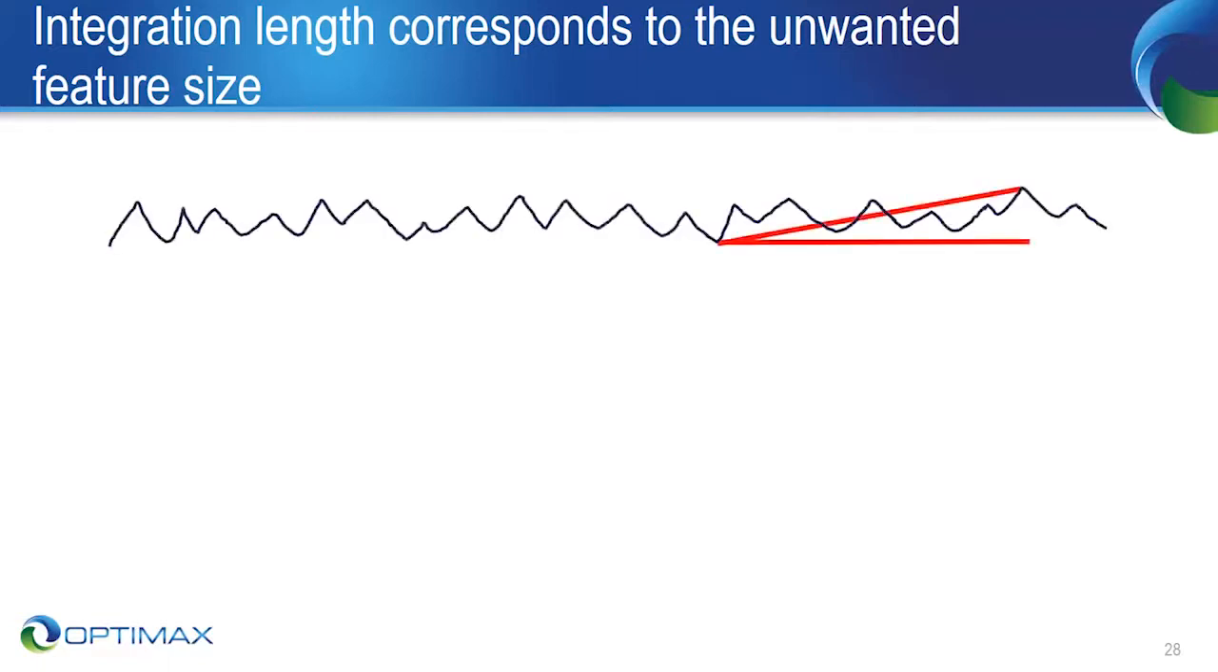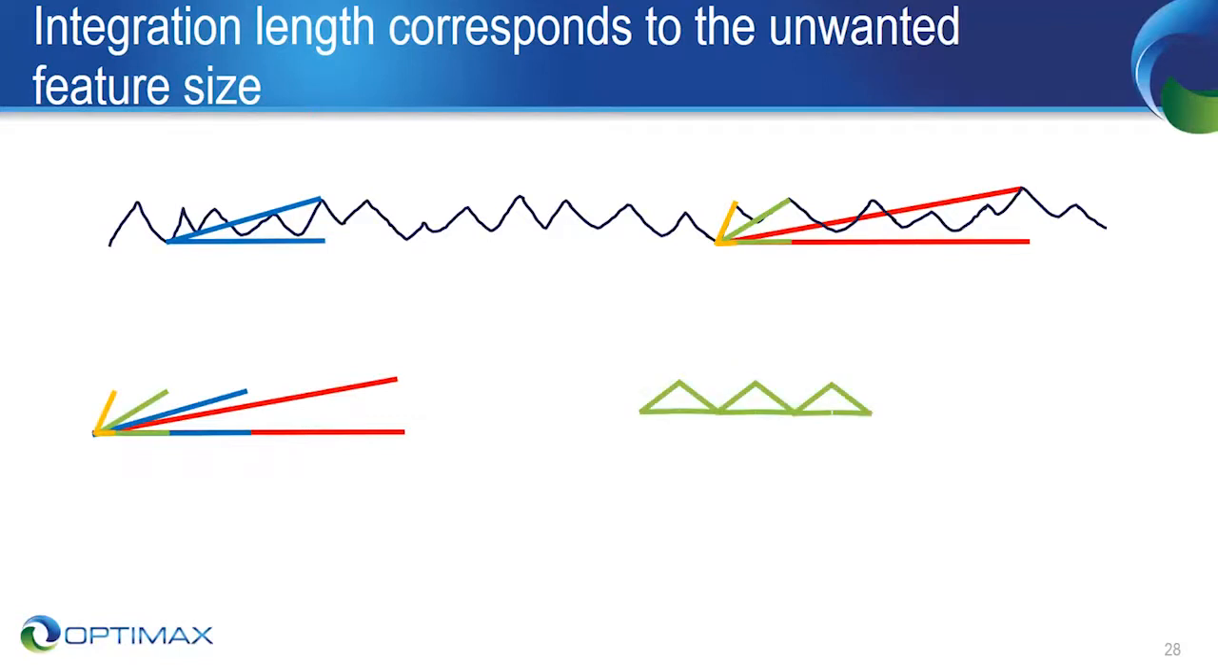And so your integration length, I want to spend just a second explaining a little bit more about this. It corresponds to the unwanted feature size. And so you can have a longer integration length if you're concerned about large features, or you can go smaller and smaller. But note that as you go to a smaller and smaller integration length, all of your slopes across the surface are going to look a lot larger because you're looking at them over smaller integration lengths.